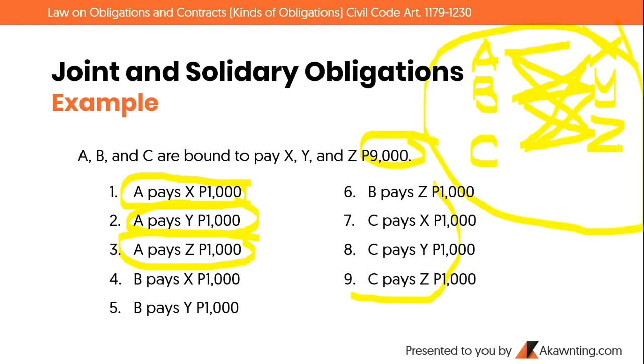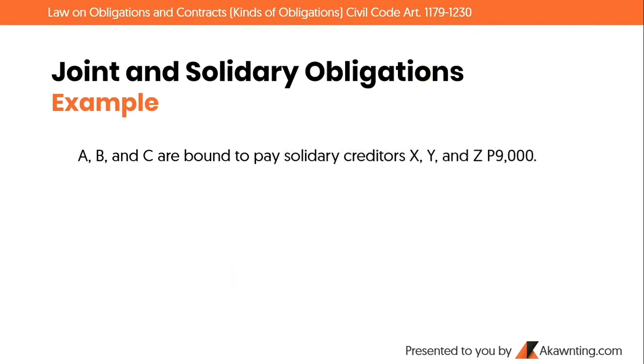What if, ang magiging problema ulit dito is, what if, hindi sila joint pareho? Yung debtor, joint, pero yung creditor, solidary. Okay, so yan, tignan natin. So this time, hindi na sila joint lahat. Kasi, this time, yung creditor, solidary. Specifically, binanggit solidary. Okay, so A, B, C are bound to pay solidary creditors X, Y, Z. Si A, B, C ay joint pa rin kasi wala namang binanggit.